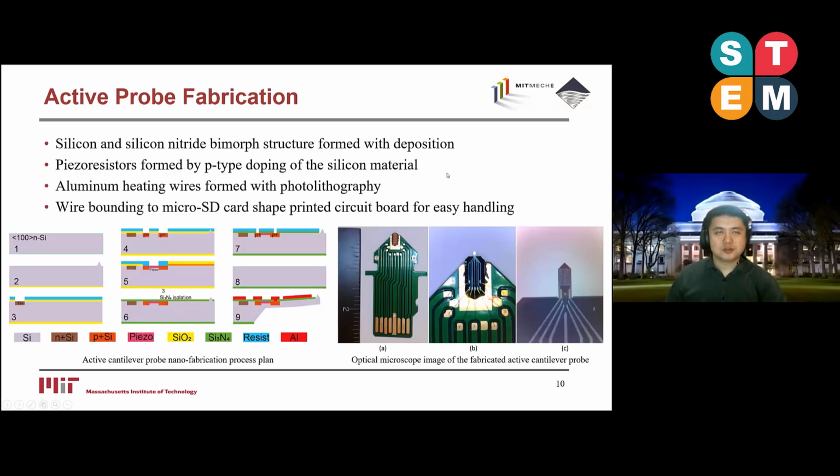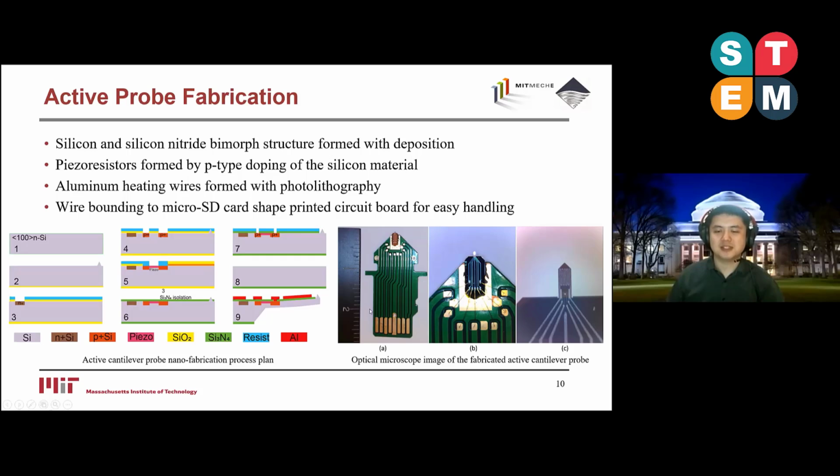So to produce this cantilever, we use nano-fabrication. Here is a very high-level illustration on the left for the steps. Silicon nitride bimorph structures are first formed with deposition, and then the piezoresistors are formed by p-type doping of the silicon material. Aluminum heating wires are formed with photolithography, and the fabricated active probe is attached to an SD card-shaped printed circuit board with lead wire bonding for easy manual handling. This is shown on the right-hand side.